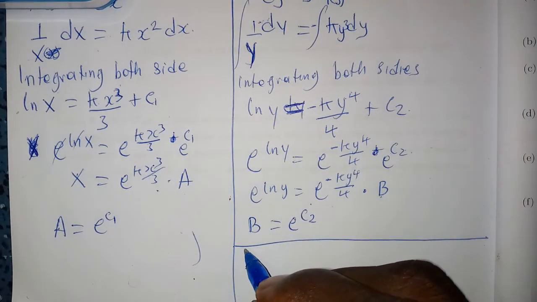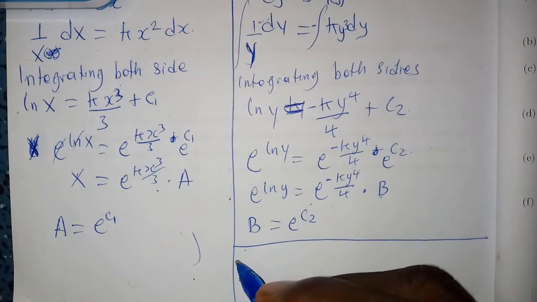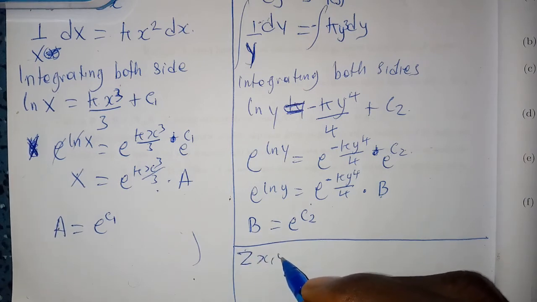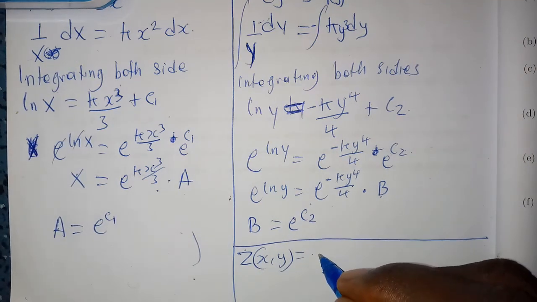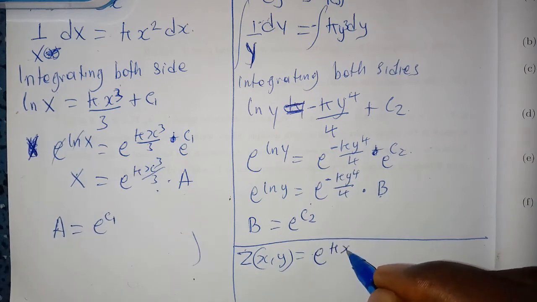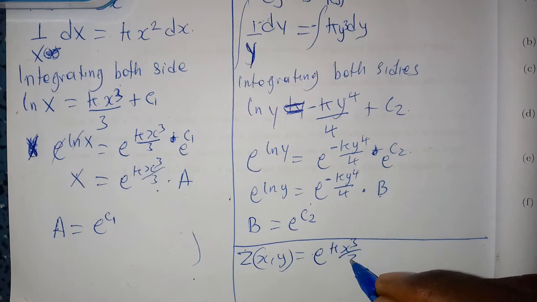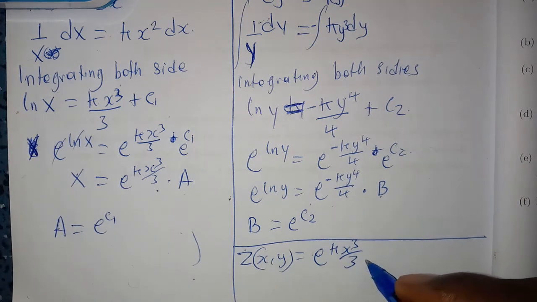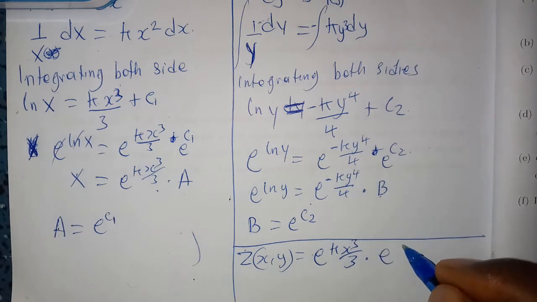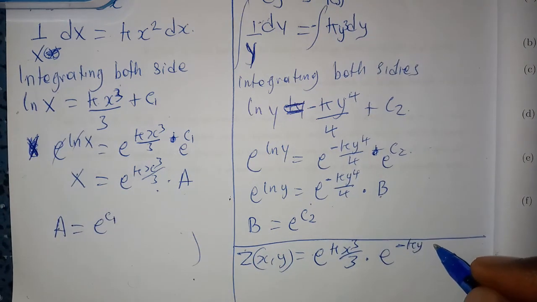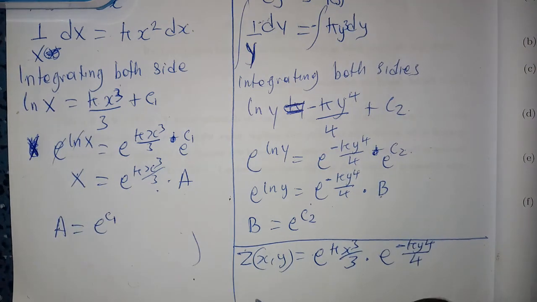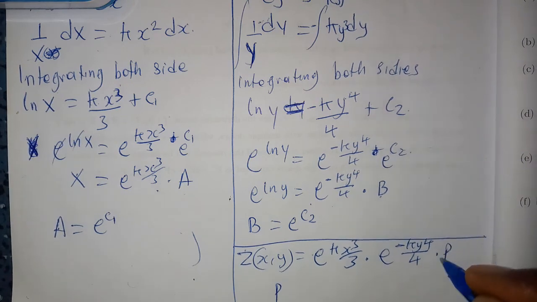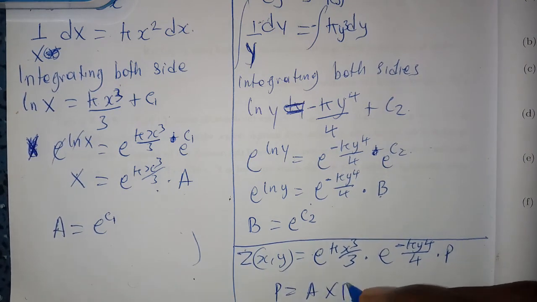What we do next is just to go back to the equation, then we put our z of x, y and replace them with the value for a and b, such that we have a, e raised to the power of kx cubed over 3 dot exponential negative ky raised to the power of 4 over 4, where p is equals to a cross b.